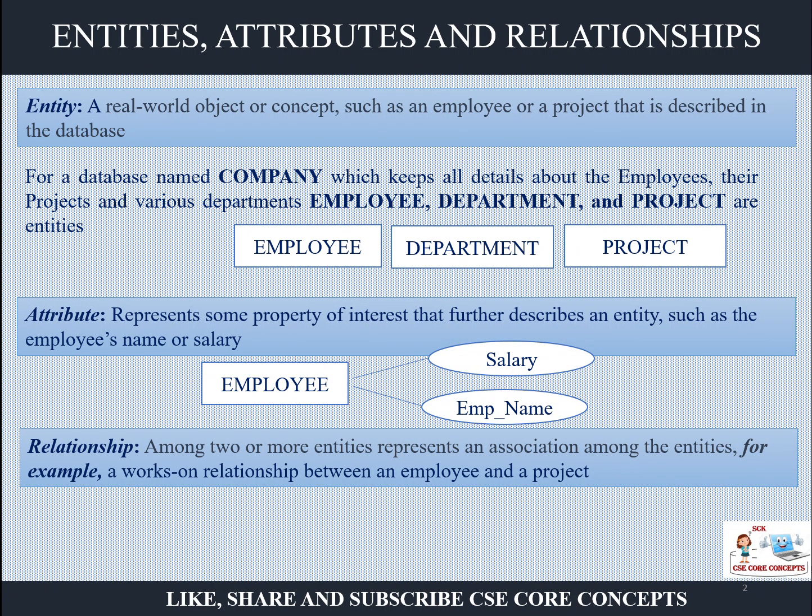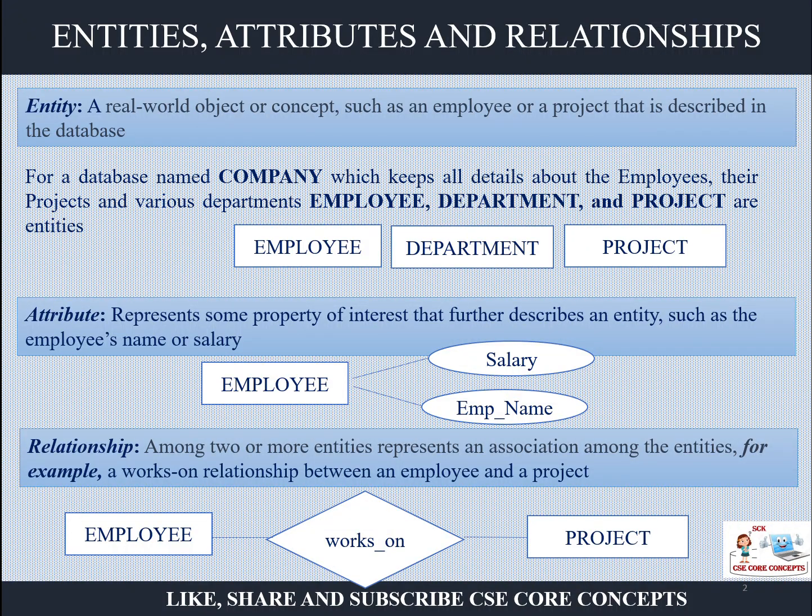So you can have relationships among two or more entities. For example, you can say a works on relationship between employee and project, that the employee works on a particular project. So in general, if you get any verb like works, that is your relationship. So nouns are your entities and verbs are your relationships. Employee works on a project. So employee and project are your entities, and works on is the relationship between these two entities. And relationships are always represented in the form of a diamond.